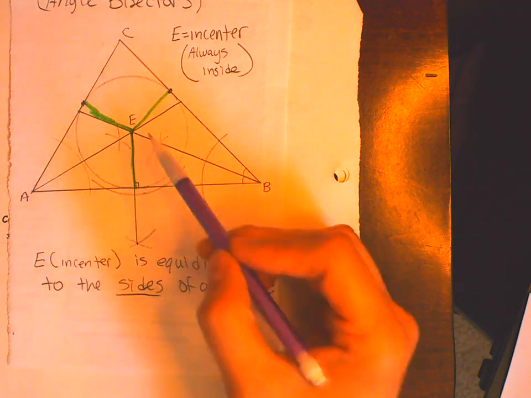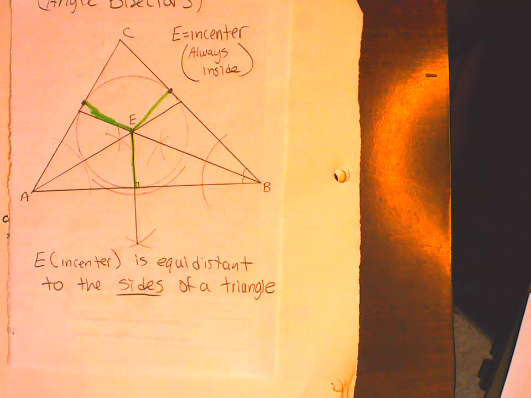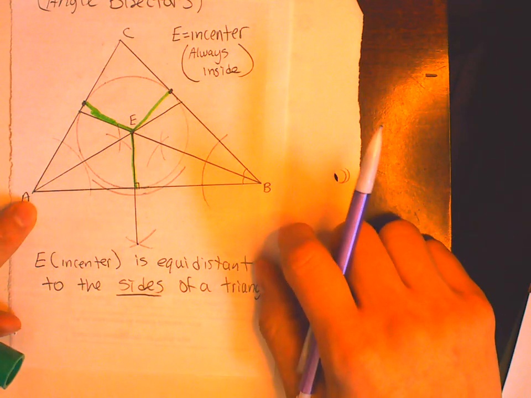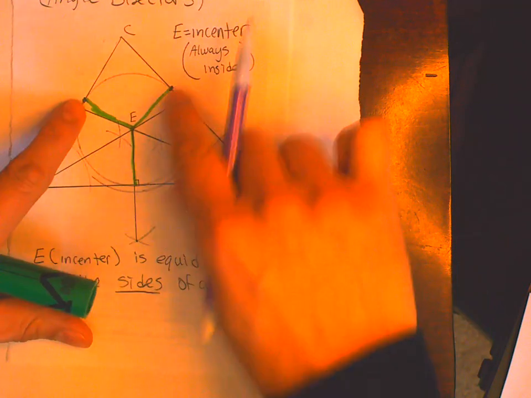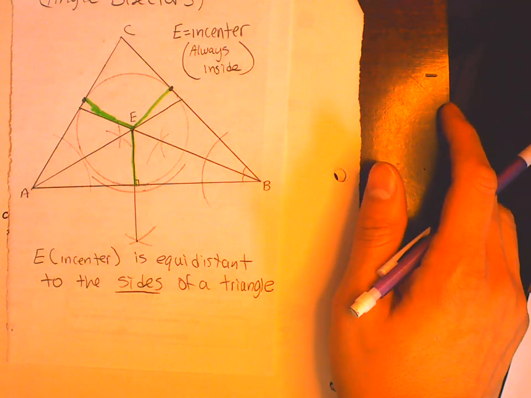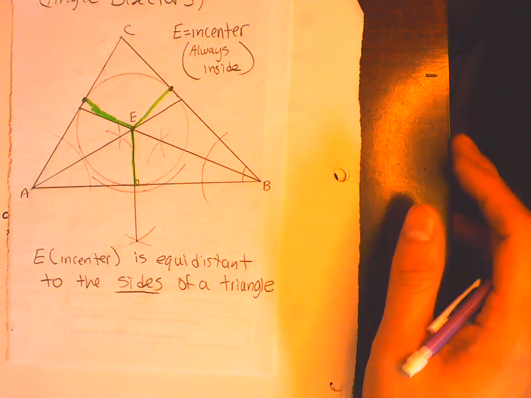So notice the difference between this one and the previous one. The circumcenter was equidistant to the vertices of the triangle, and the incenter is equidistant to the sides of the triangle. Two completely different ideas, so make sure not to get them confused. Study these.